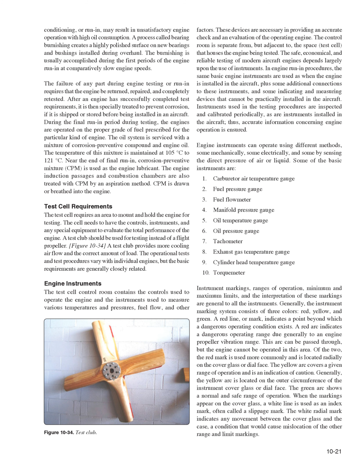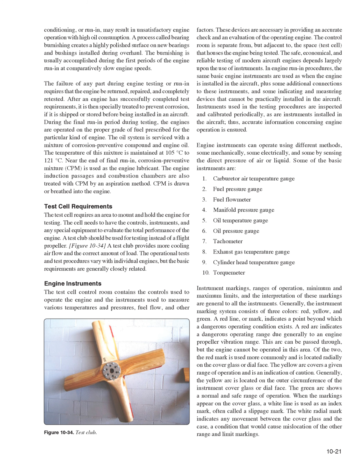10. Torque meter. Instrument markings, ranges of operation, minimum and maximum limits, and the interpretation of these markings are general to all the instruments. Generally, the instrument marking system consists of 3 colors: red, yellow, and green. A red line, or mark, indicates a point beyond which a dangerous operating condition exists. A red arc indicates a dangerous operating range due generally to an engine propeller vibration range. This arc can be passed through, but the engine cannot be operated in this area.